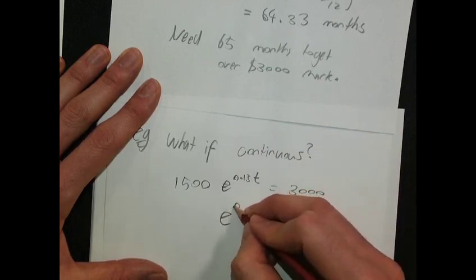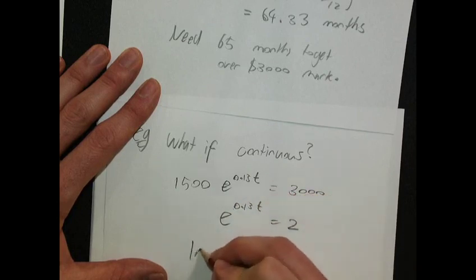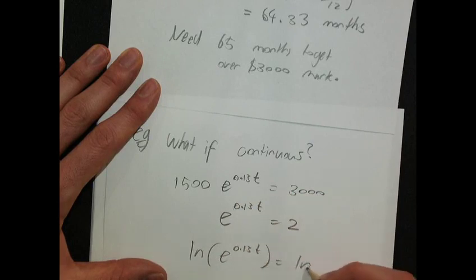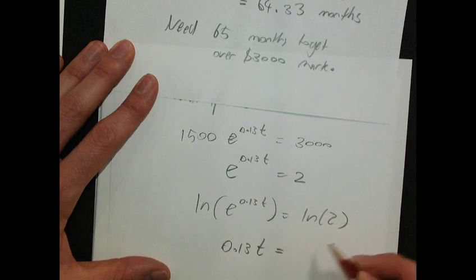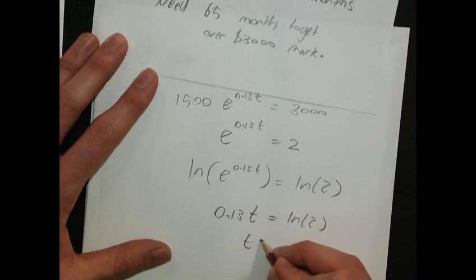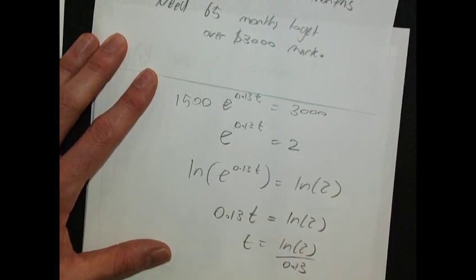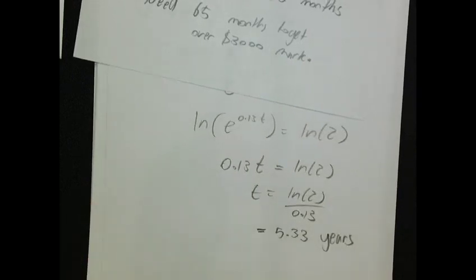And we'll divide both sides by the 1500. And now we do ln on both sides. And ln and e to the power of cancel each other out. And so rt is ln 2, like that. So t equals ln 2 divided by 0.1, because my t was in years. And that one you can leave as a decimal because it's continuous compounding. You can take it out whenever you want because it's continuous. So you take it out halfway through a day and it will be fine.